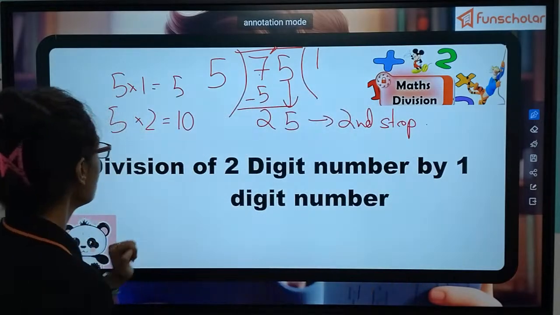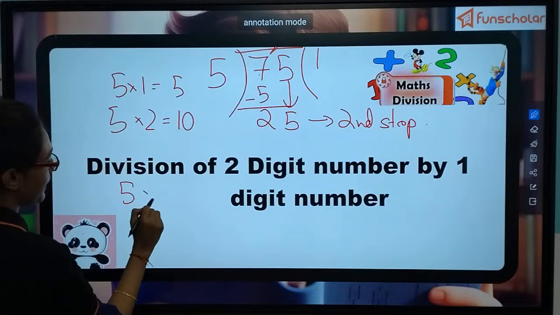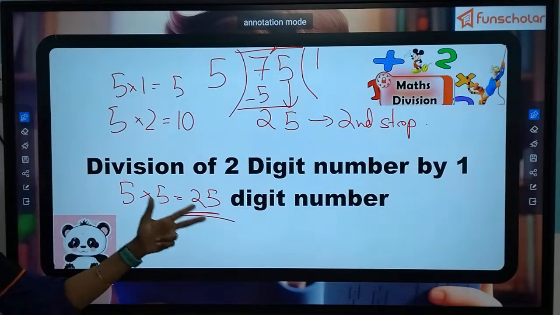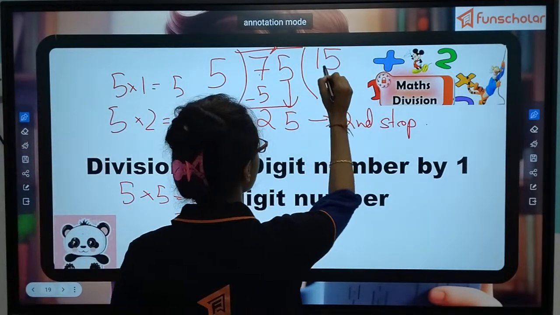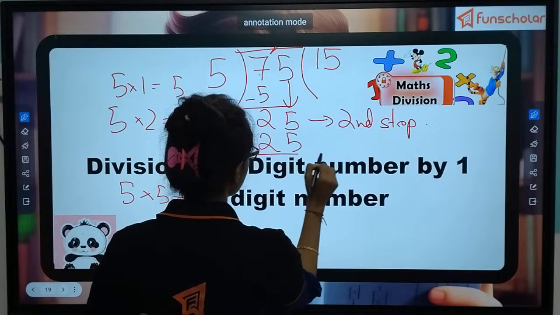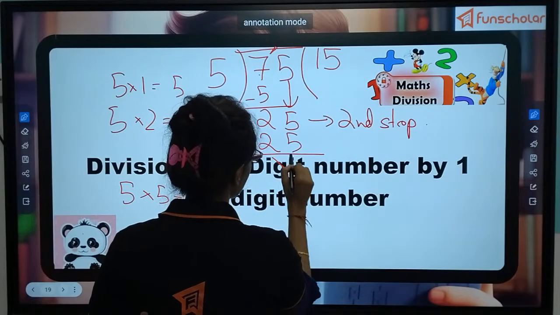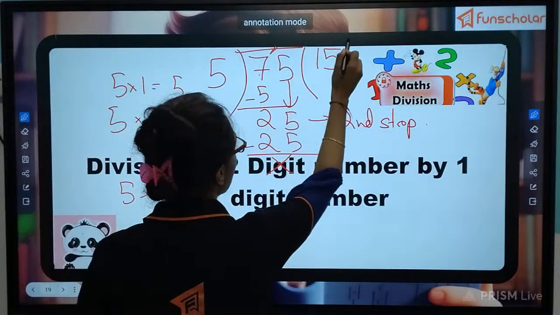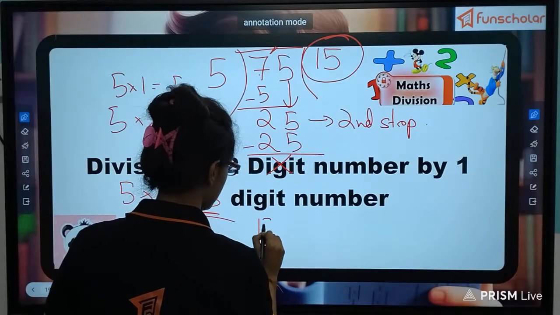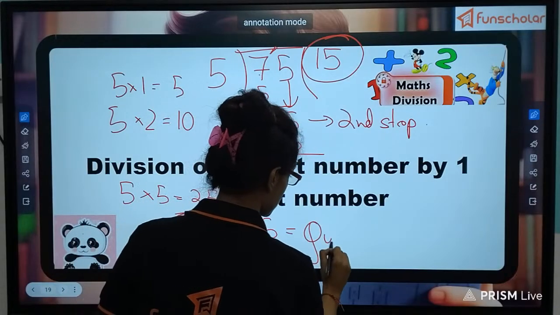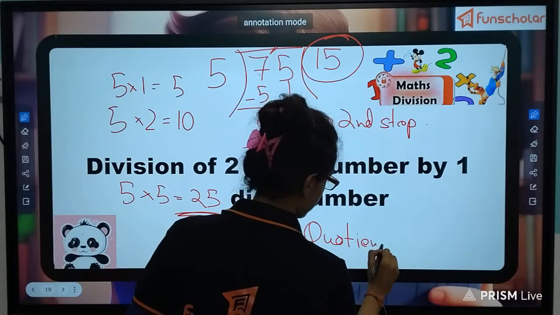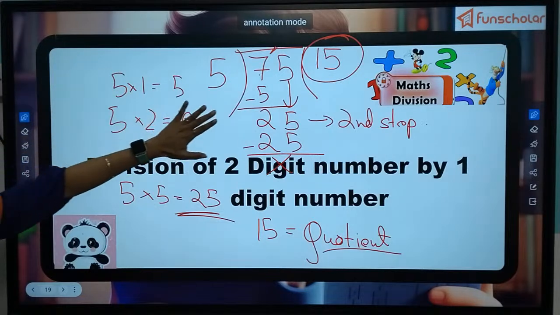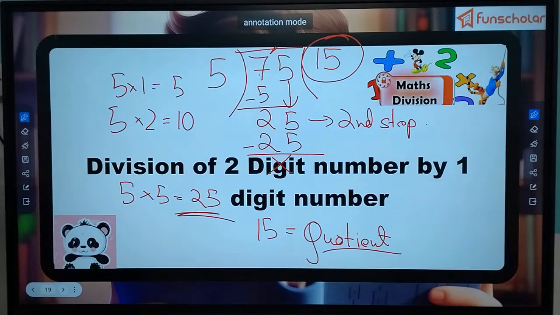Okay. Now, 5 5s are 25. Right? We are getting 5 5s are 25. So just put 25 over here. So we are getting nothing in the further. Okay. So what will be the answer? The answer will be 15. 15 equals to quotient. This is one where we did not get any remainder.